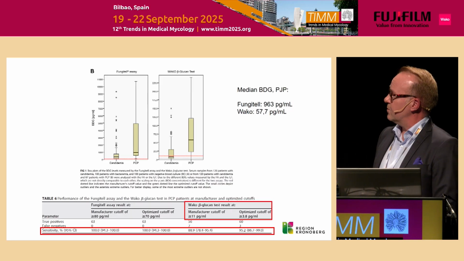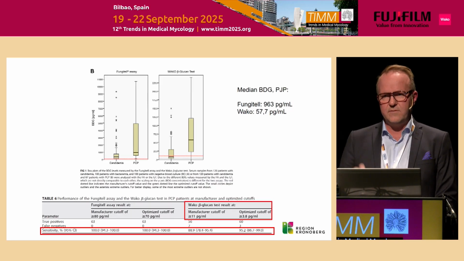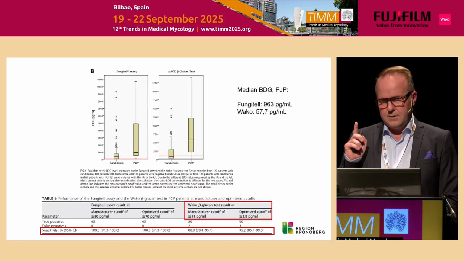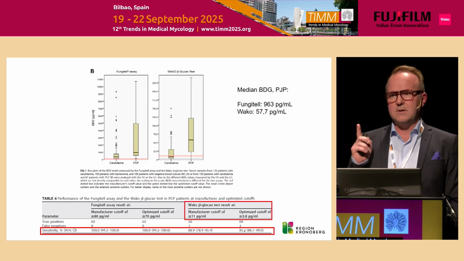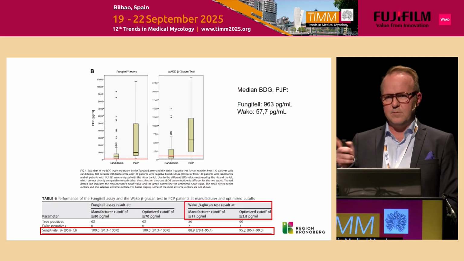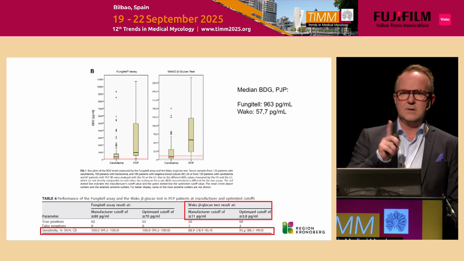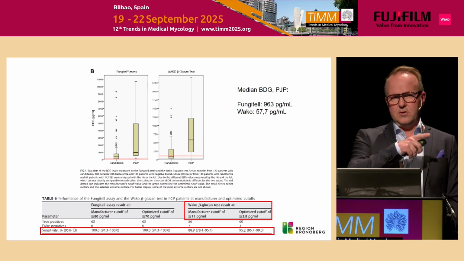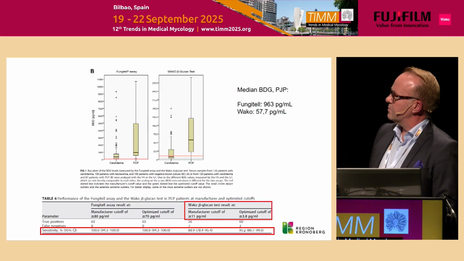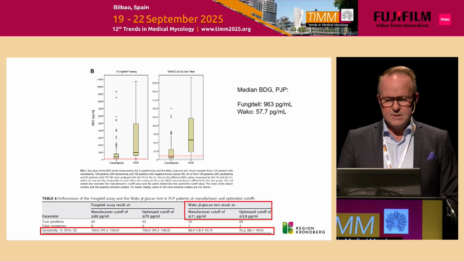One limitation with this study, however, is that this was performed on archived sera, some were very old, almost 15 years, and the two assays were not performed in parallel. So Fungitell was performed on these samples several years before the Wako testing was done. So there's at least a question mark if this has in any way affected the results.